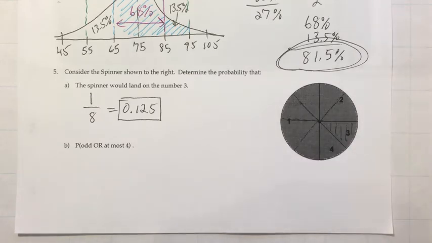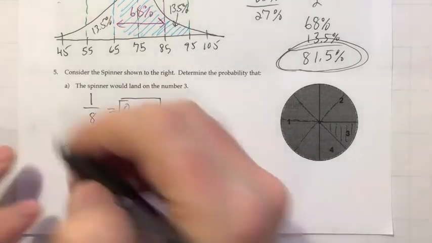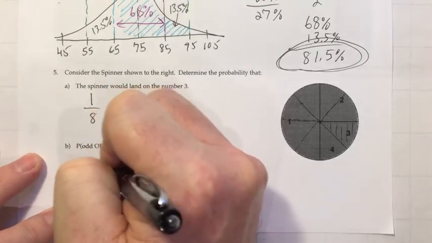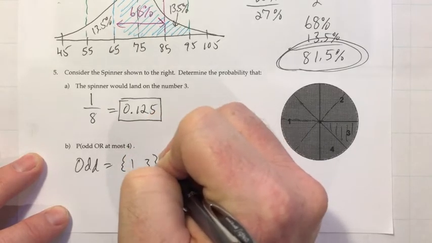All right. This next one's a little tricky. We're going to do the probability that the number is odd or it's at most 4. So let's think about what numbers that would be. So what are the odds here? Let me just go with black. So what are our odd numbers? That would be the 1 or the 3. So we want to count those.